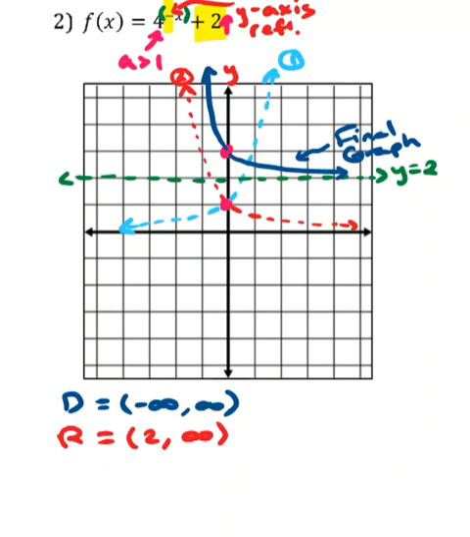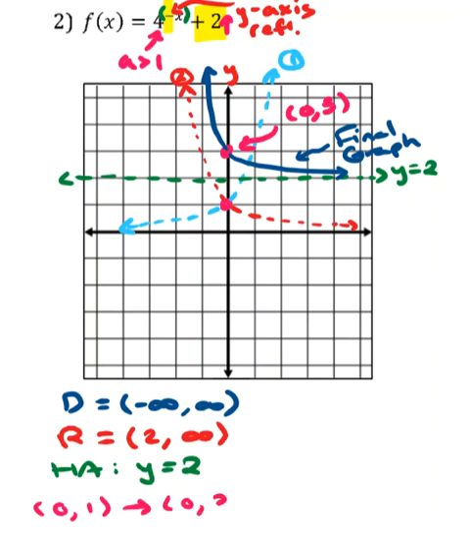Speaking of horizontal asymptote, the equation for it would be y equals 2. And then where did (0, 1) move to? Well, as you can see on the graph, (0, 1) had moved to (0, 3) due to the vertical shift up of 2 units. And there we go. There is a sketch of our exponential function 4 to the negative x plus 2 via the style of transformations.